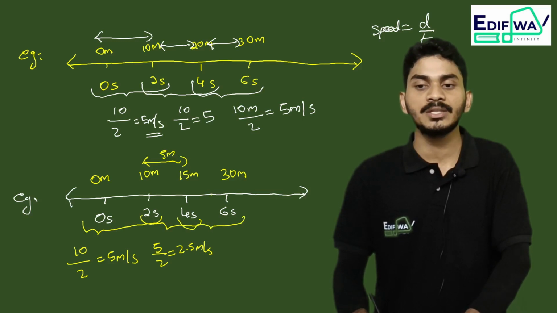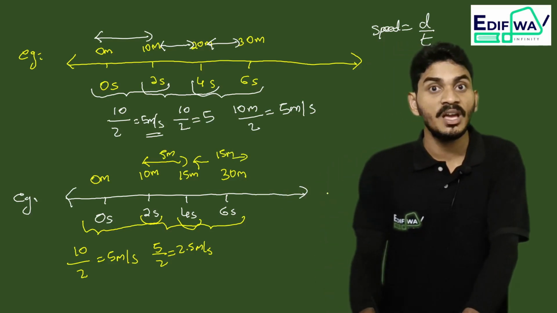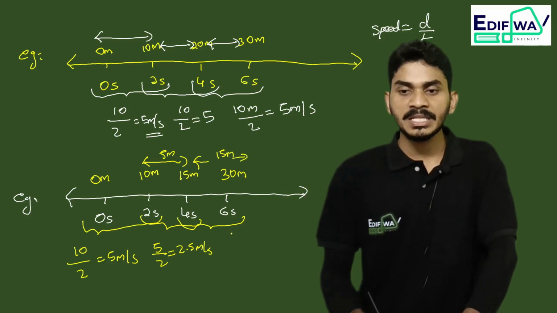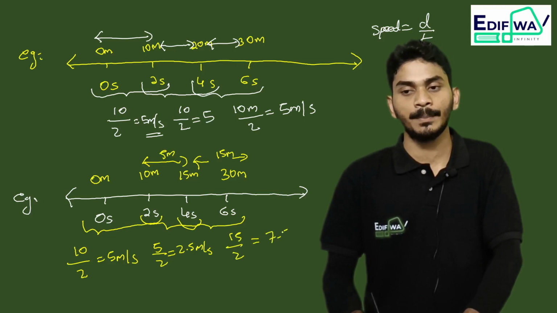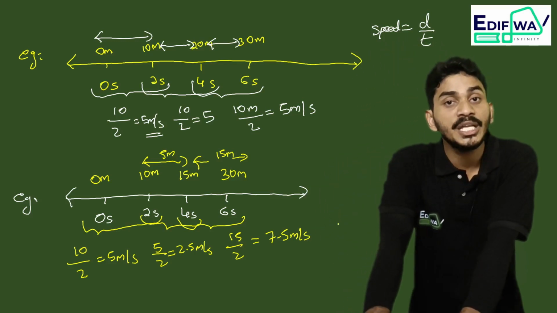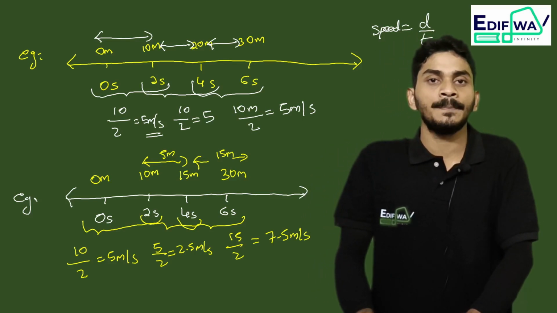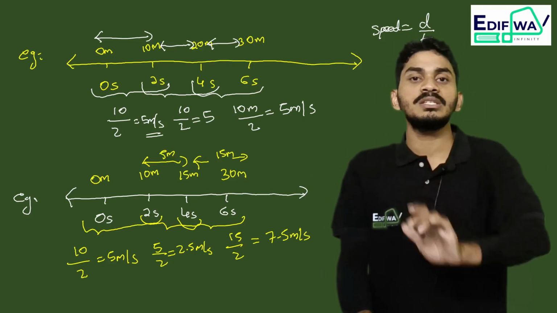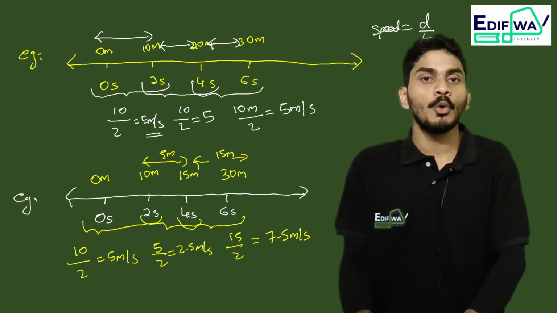Again, from 4 second to 6 second, your distance is 15 meter, right? 30 minus 15 is 15 meter. And the time interval is 2, so 15 by 2 is 7.5 meter per second. So when the body has unequal displacement or distance in equal intervals of time, the speed or velocity will be varying. That is, the body has a non-uniform motion.